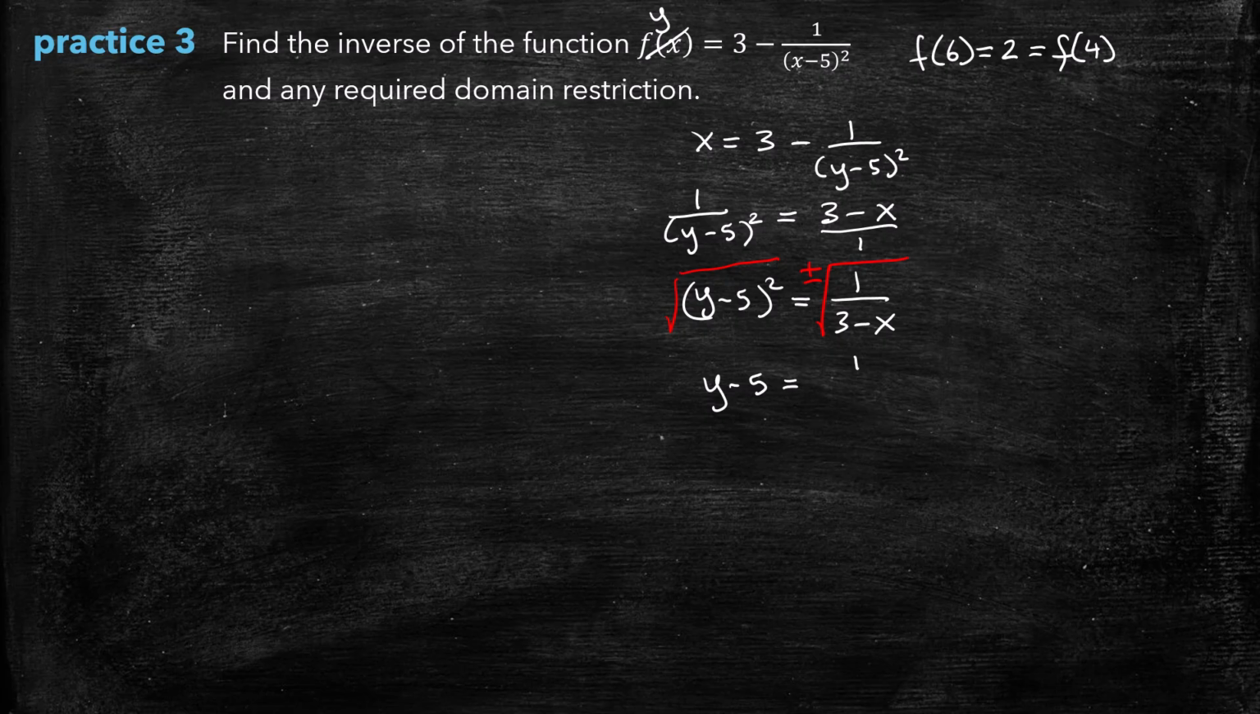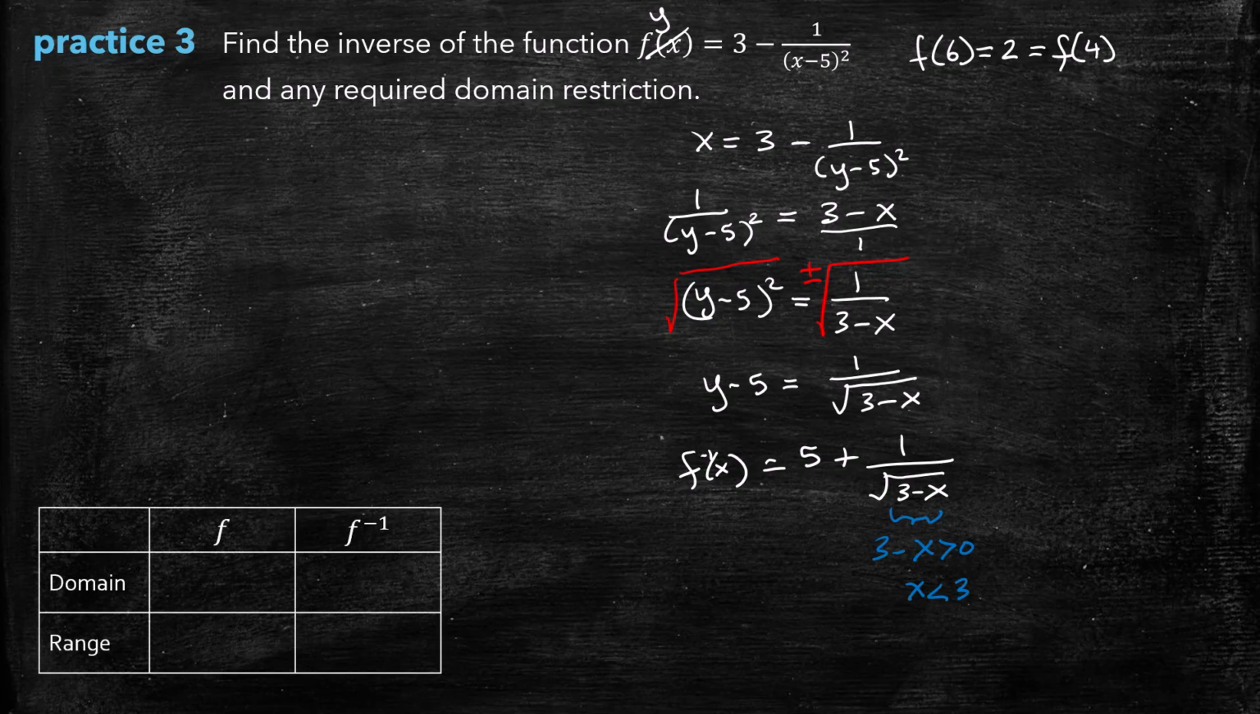Now the square root of 1 is 1, and then we have the square root of 3 minus x. And now if we just add 5 to both sides, we get this. And of course, I can come in now, take that y away, and call this the inverse function. So as I look at that inverse function, the domain pops out easily, because 3 minus x not only can it not be 0, but it must be greater than 0, which means that x is less than 3.